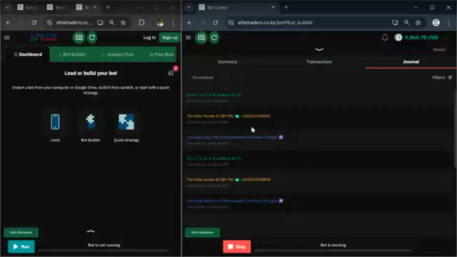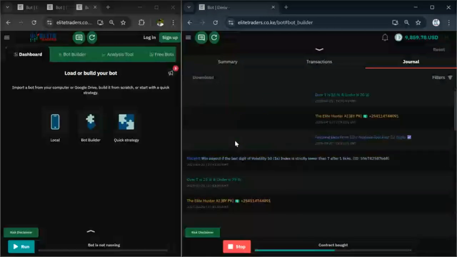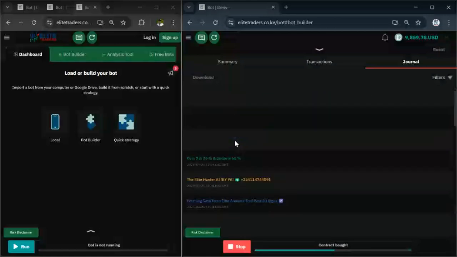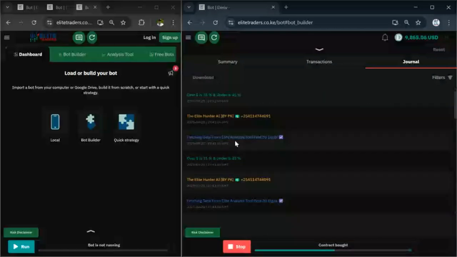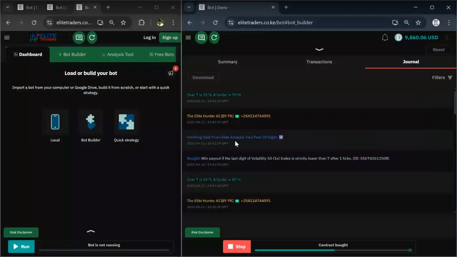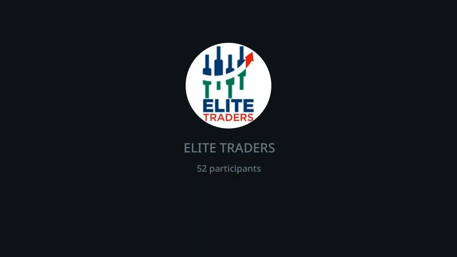We are trading a 70 trade, so when the market hits 70% and above, you can see right now the robot is executing those contracts. It's actually executing those contracts.